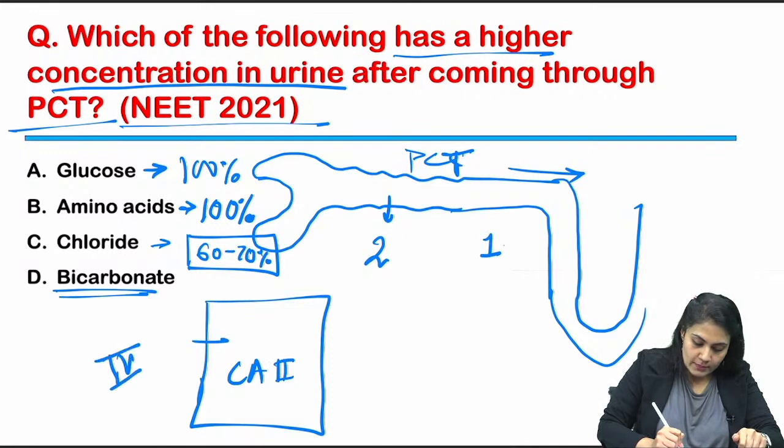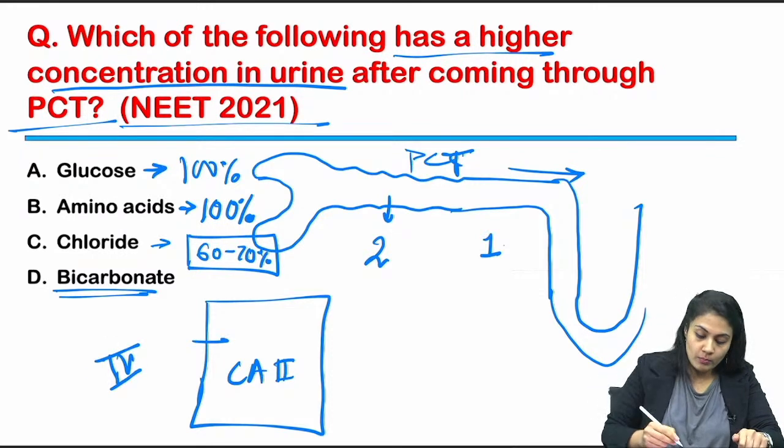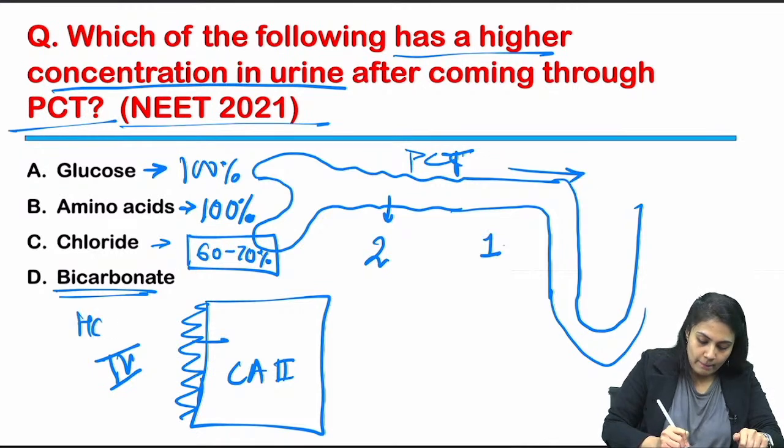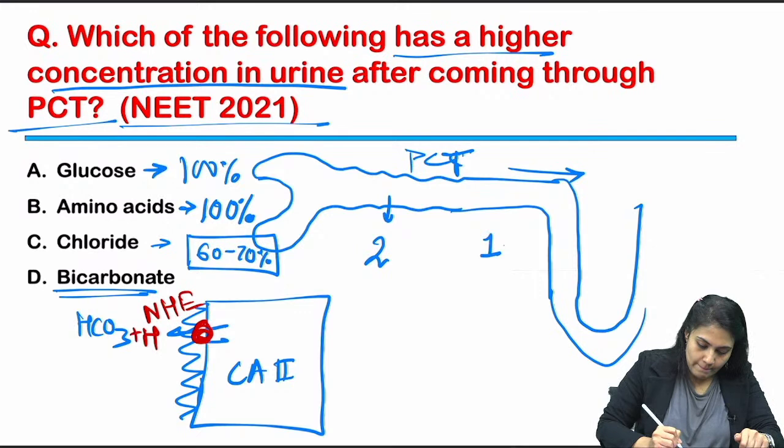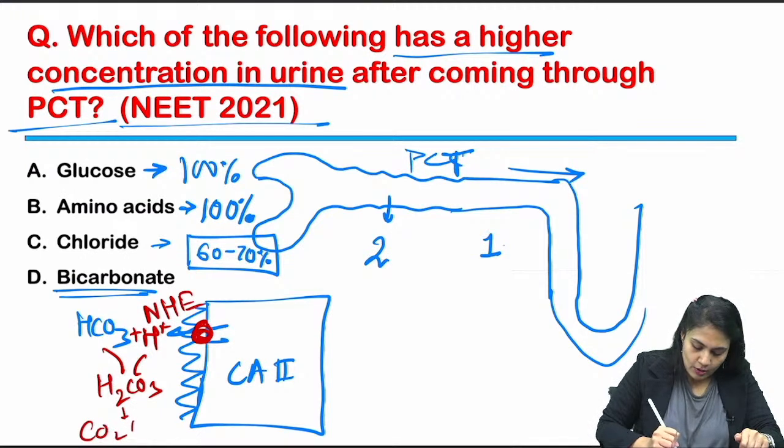CA type 4 is present in the brush borders, which will convert the bicarbonate. Over here it is going to be the sodium hydrogen exchanger, which is throwing out the hydrogen. This CA type 4 will combine this bicarbonate and H plus ion, causing the creation of carbonic acid, then it will convert it into carbon dioxide and water. They are going to move inside.